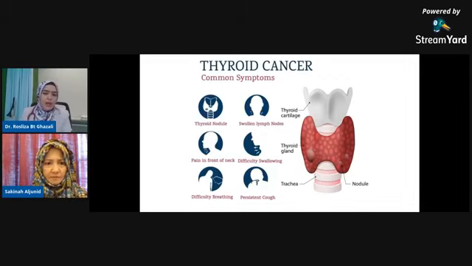Another symptom, if you worry about cancer, you might have a change of voice, because the thyroid gland is very close to our suara. So when the cancer has already merebak to the nerve yang control the peti suara, you will have a change of voice. For example, we have hoarseness of voice. It's already a late sign. If you have that, it's already a late sign.